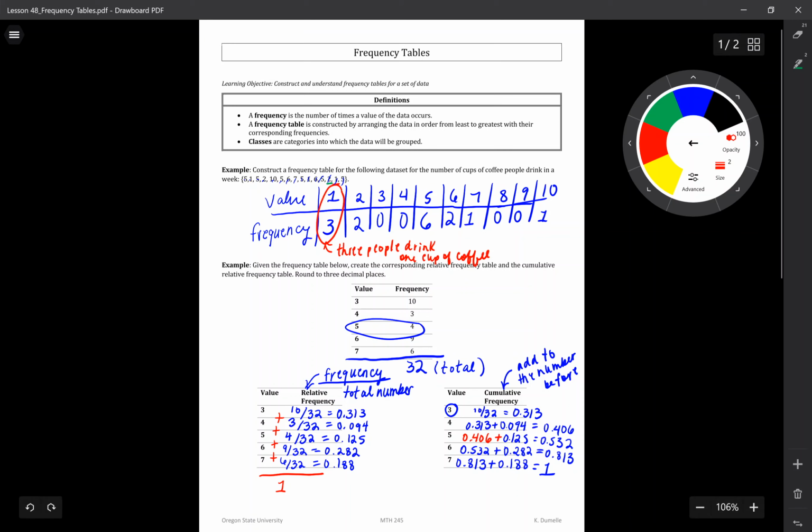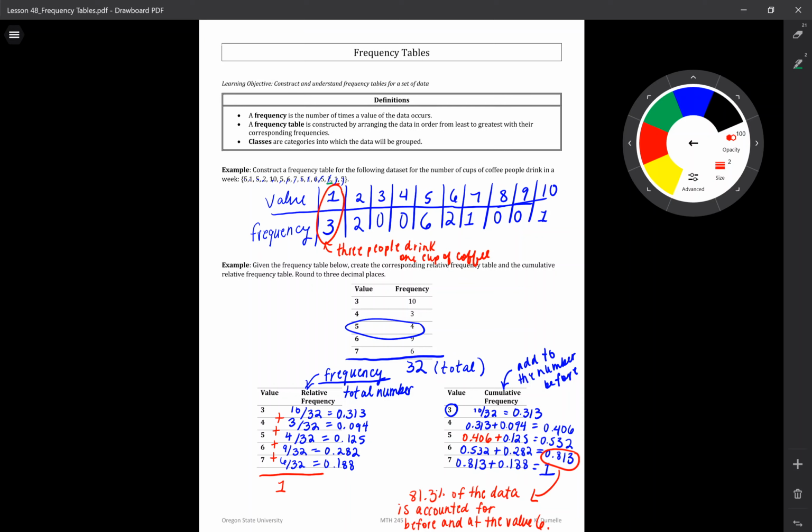So what the cumulative frequency means, just maybe I'll write it out here, is that here, 81.3% of the data is accounted for before and at the value 6. So that means that 81.3% of this data has the value 6 or below. That is what cumulative frequency means.